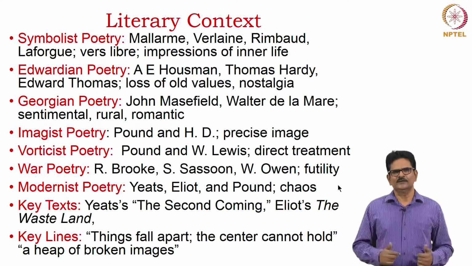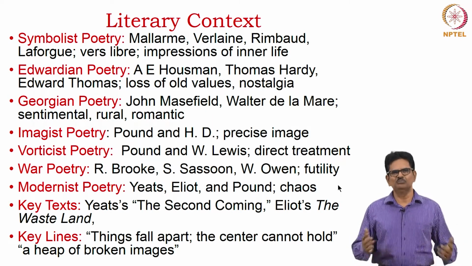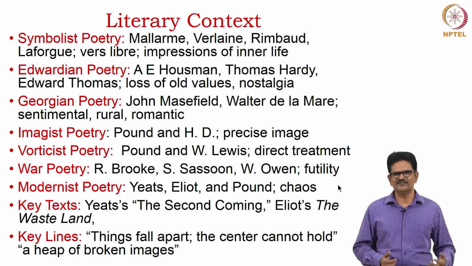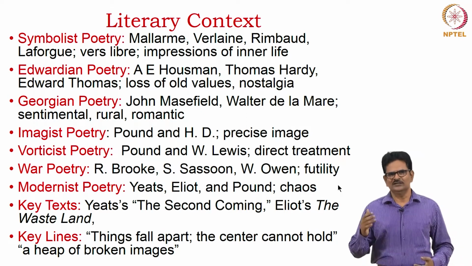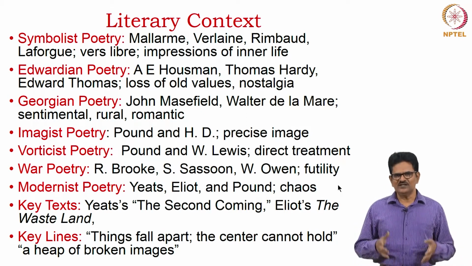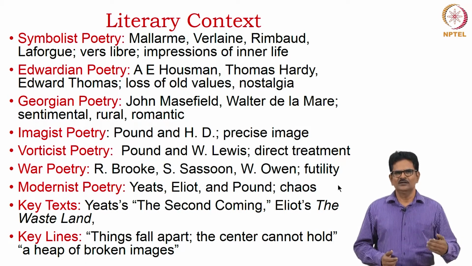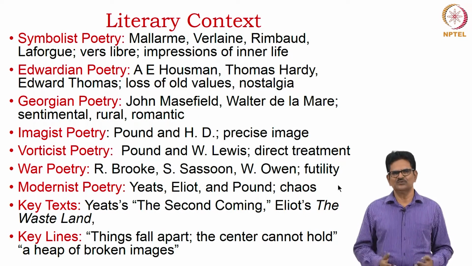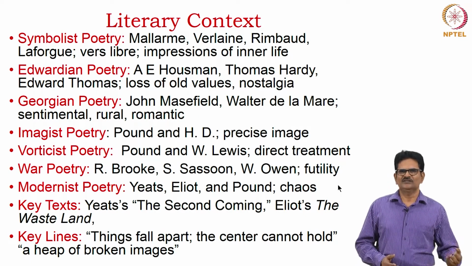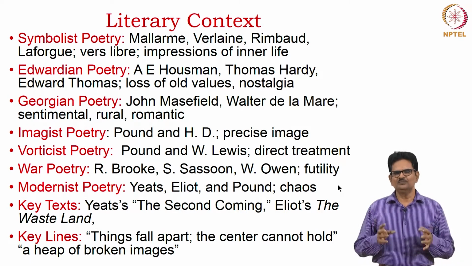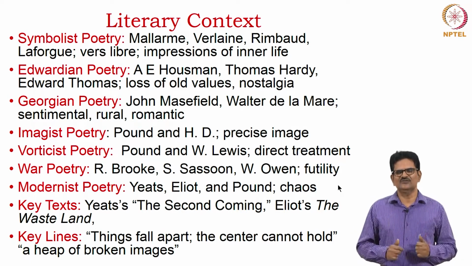Against these kinds of poetry, we have modernist poetry in imagist poems and vorticist poems. First by Pound and Hilda Doolittle, they were paying attention to precise image in their poems. Then Pound moved on to vorticism with his colleague Wyndham Lewis, and they gave importance to direct treatment of objects, things, people, emotions.